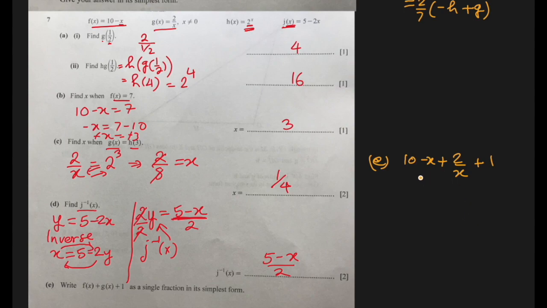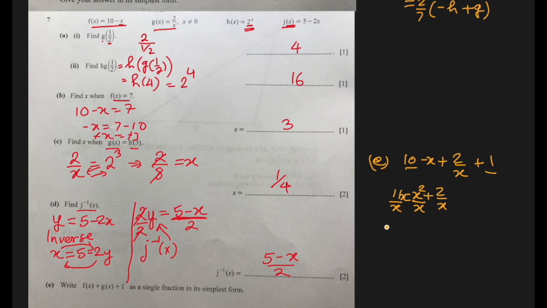Okay. First of all, 10 plus 1 is 11, so we get 11 minus x plus 2 over x. Now we have to make them one fraction, which is possible only if I give them a denominator of x, but I can't do it just anyhow. I have to compensate by multiplying the same at the numerator also. So it becomes 11x over x minus x square over x plus 2 over x.